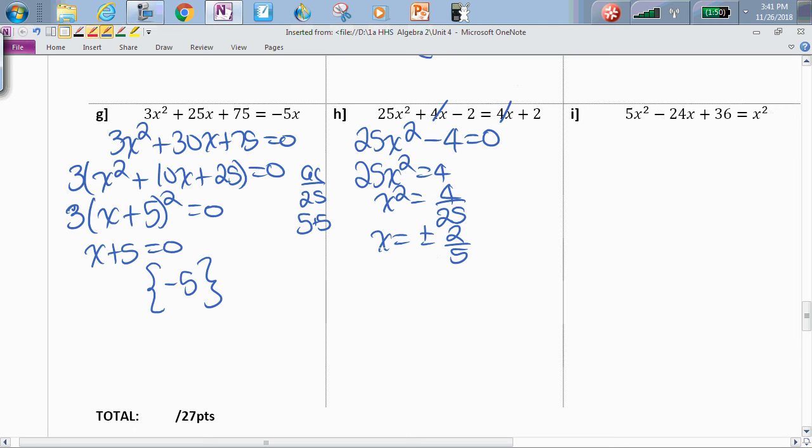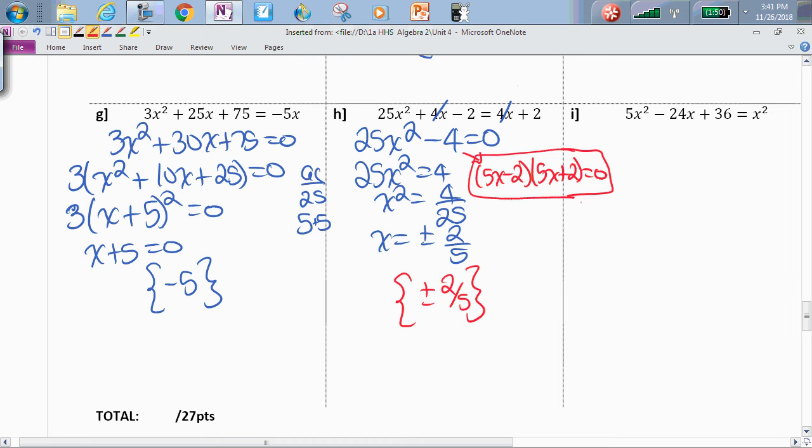Or I can take this here and write it as (5x minus 2)(5x plus 2) equals 0. And now what I have is a difference of squares. So I can move over the 2 and divide by 5, move over the 2, make it negative 2, divide by 5, and I'll get both plus and minus 2/5. So if I was asked to just factor, this is what I would do without the equal to 0. If I'm asked to solve, I can either do this and set each part equal to 0, or just do this and get the solutions.